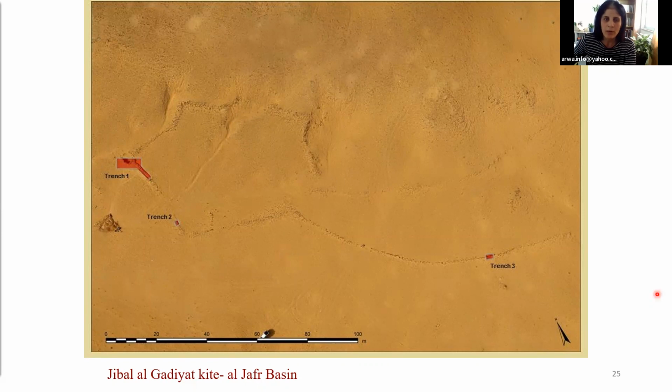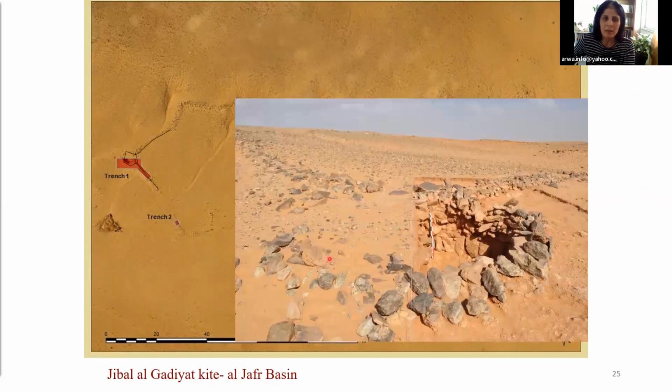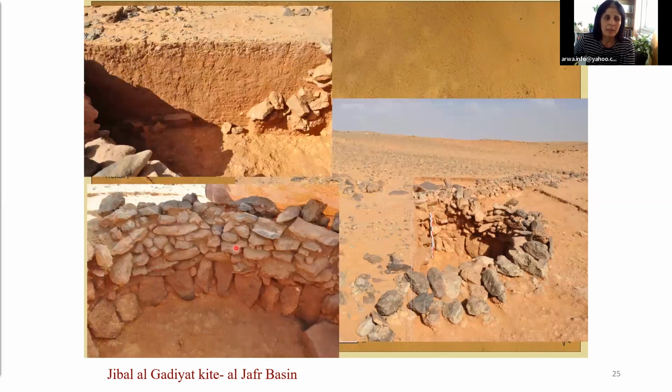But there is no direct way of dating these structures, except for what has now been proved to be rock surface dating. The Jibal al-Ghadawiyat kite has a typical desert kite shape. In 2014, a trench was opened in one of the chambers in this area. It showed that it is a pit dug into the floor, and this pit was lined with rocks like a wall circling the pit. Half of the pit was open.